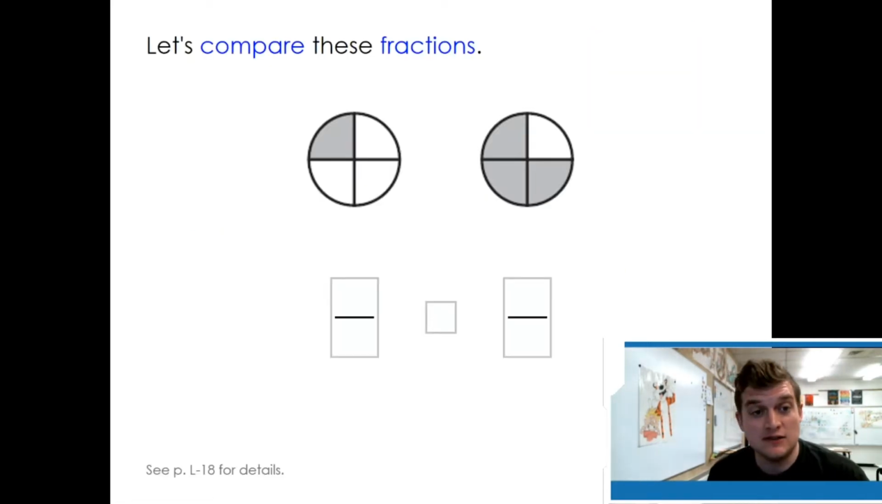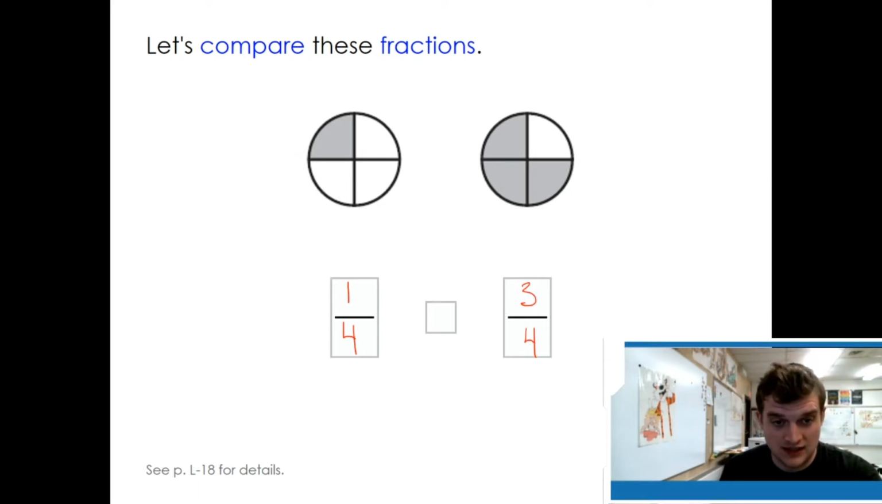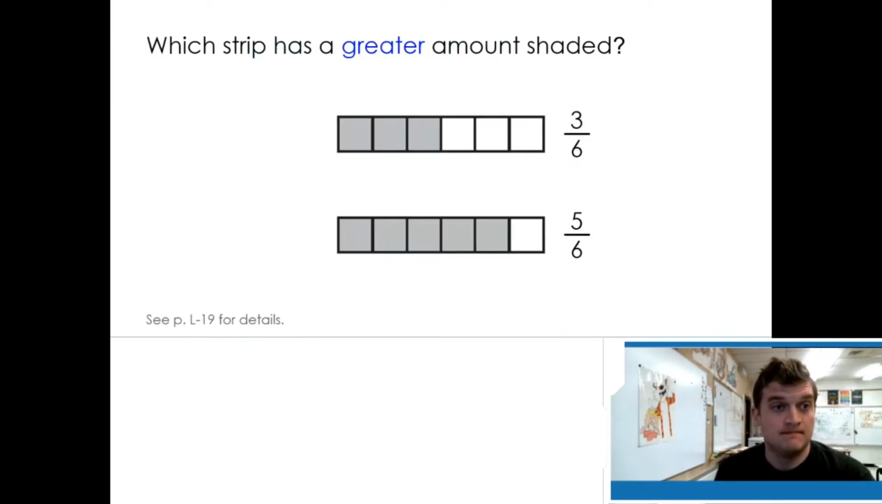Let's compare these fractions. The part shaded is on top. The bottom is the total. Is the first fraction less than, equal to, or greater than the second fraction? Well, being only one part shaded is absolutely less than 3 parts shaded.